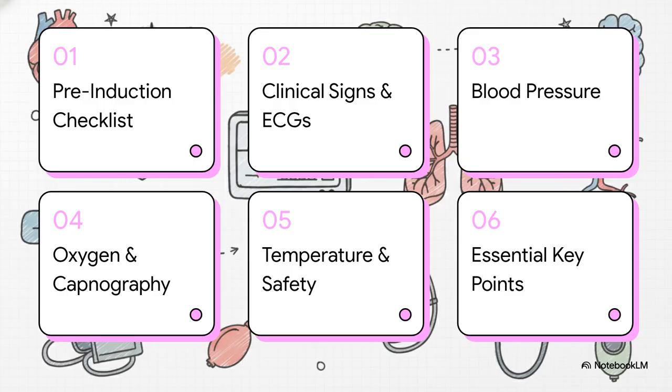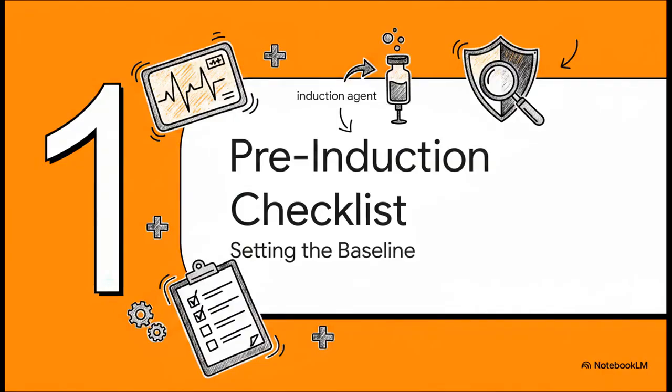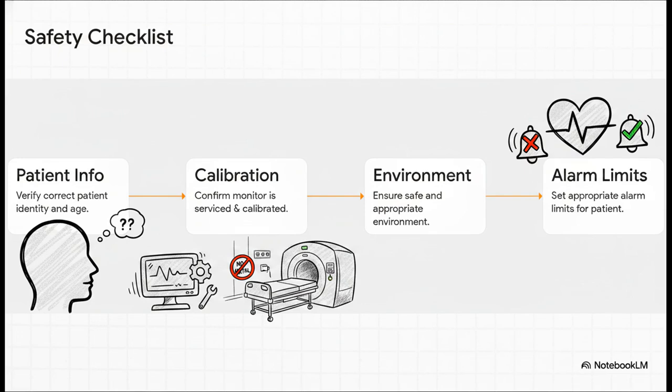Let's dive right in. Section 1. The pre-induction safety checklist. Before you push a single drop of induction agent, we have to anchor ourselves in basic human diligence. You have to quickly establish your baseline by running through this absolutely critical checklist. First, guarantee you actually have the correct patient in front of you and note their age.